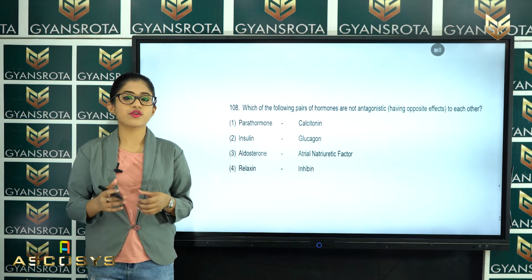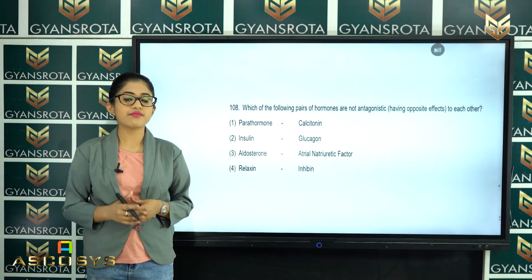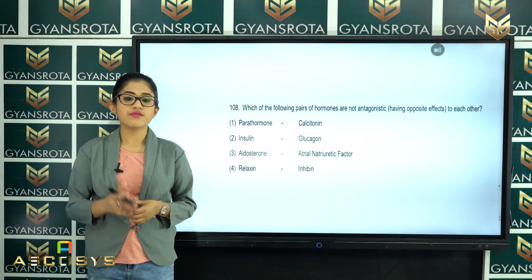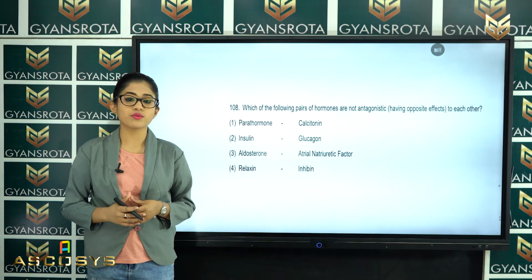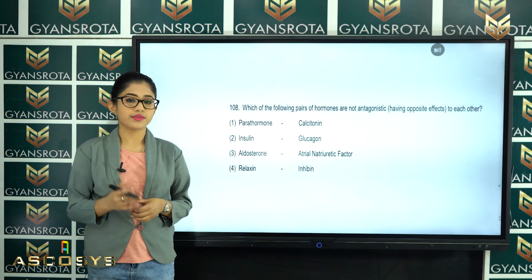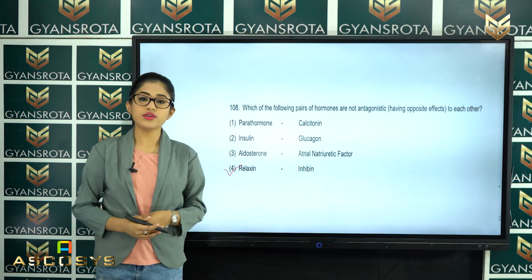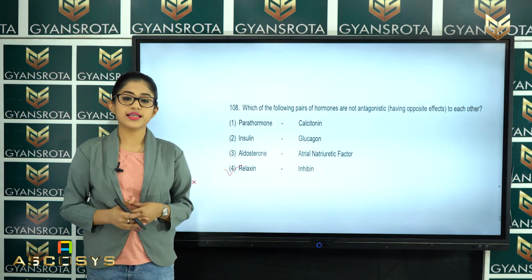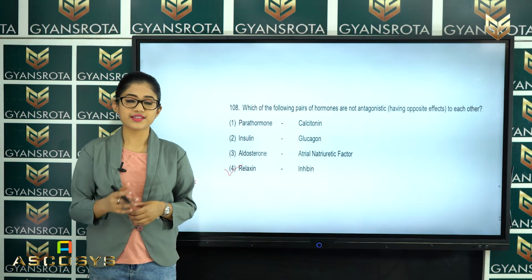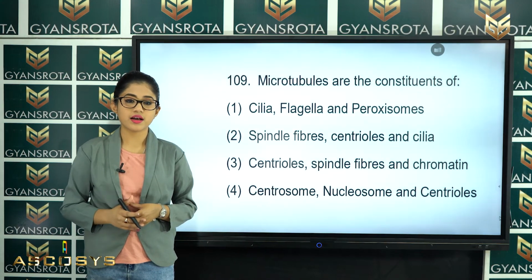So, this is from the chapter Chemical Coordinations and Integrations. There we have discussed all about these hormones. So, in the question it has asked that which of the following pairs of the hormones are not having any opposite effect to each other. That is the option number 4, relaxin. So, relaxin and inhibin, it is the correct answer of this question. Now, let us see the next question. Now, the next question is question number 109.